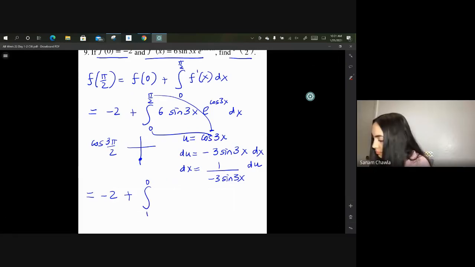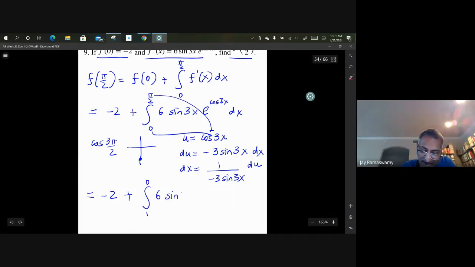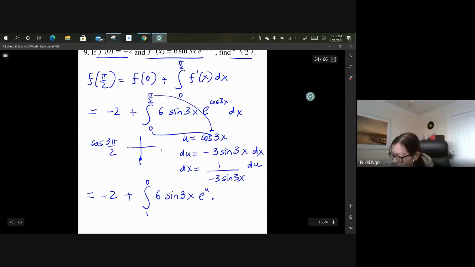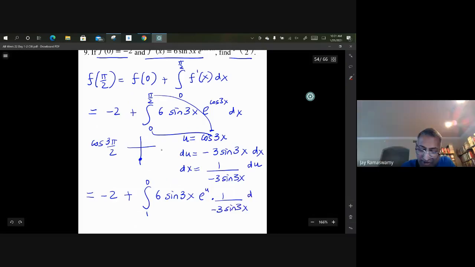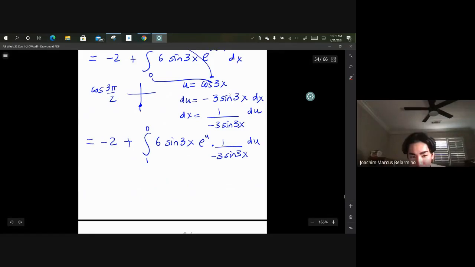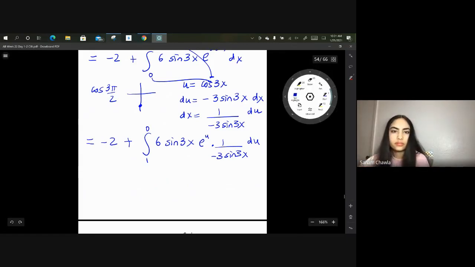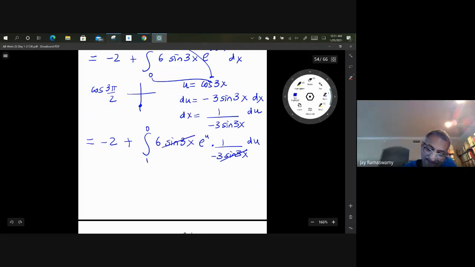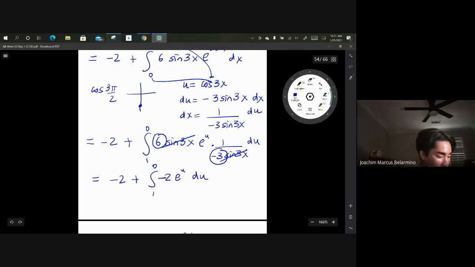Okay. Sine 3x stays sine 3x, and e to the power of cos 3x just becomes e to the power of u, and dx just becomes du over negative 3 sine 3x. That collapses and just becomes negative 2. Everybody okay there? Yeah. So it's negative 2 plus the integral from 1 to 0 of 2 e^u du.